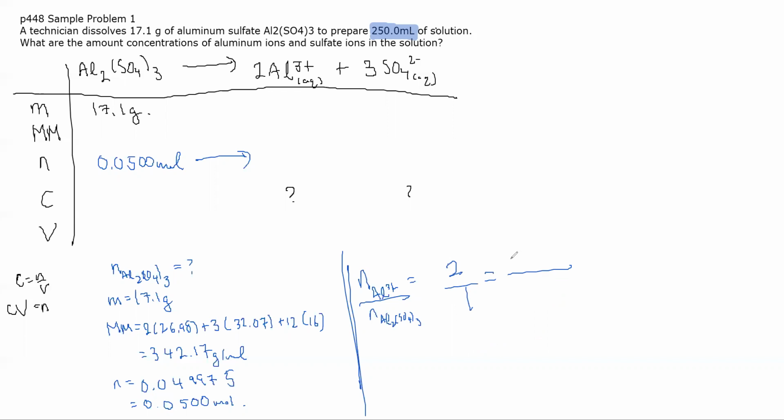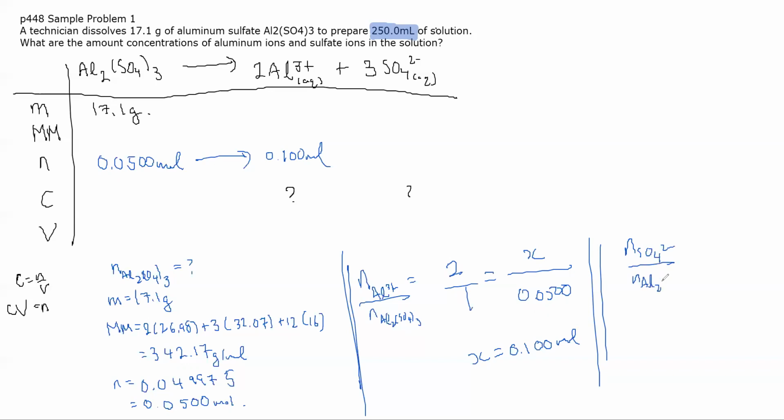That is equal to 0.0500. X is equal to 0.100 moles. And in the same way, let's pretend I don't know how to do this in my head. For Na2SO4 the mole ratio is 3:1 equals X over 0.0500. X is equal to 0.150 moles.